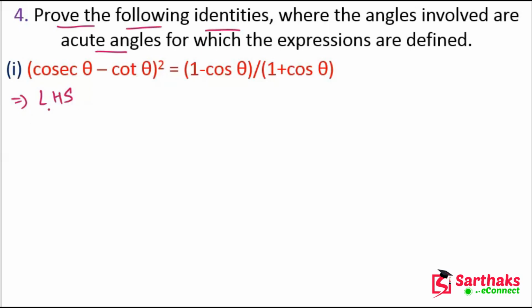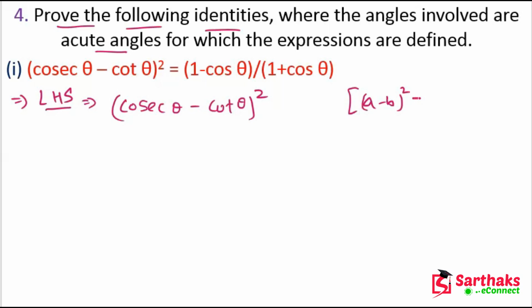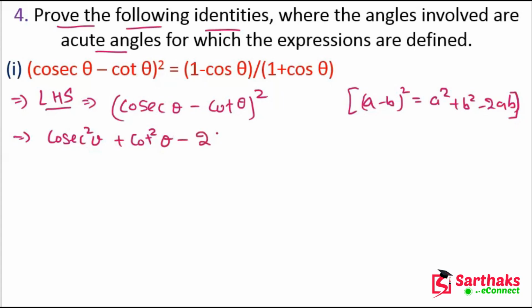So first we are taking the LHS, left hand side. Okay, so now we have (cosec theta minus cot theta) whole square. Now the above equation is in the form of (a minus b) whole square, and what is the formula? We know that a square plus b square minus twice of ab. So we can write it as cosec square theta plus cot square theta minus twice of cosec theta and cot theta.